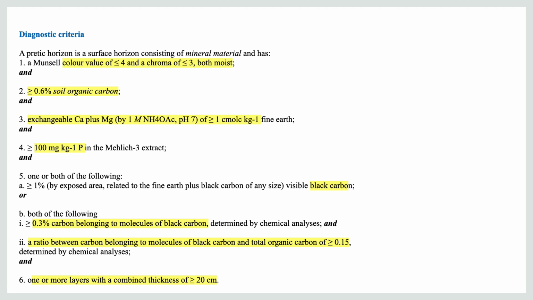So I can measure the content of inorganic carbon, and in this case the inorganic carbon should not be related to carbonates. Okay, if I measure at least 0.3% of inorganic carbon that's not related to carbonate, I can classify it as a pretic horizon.